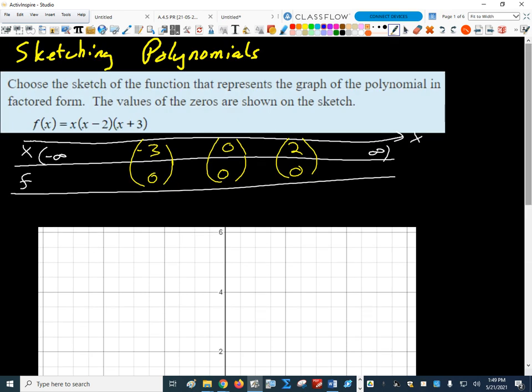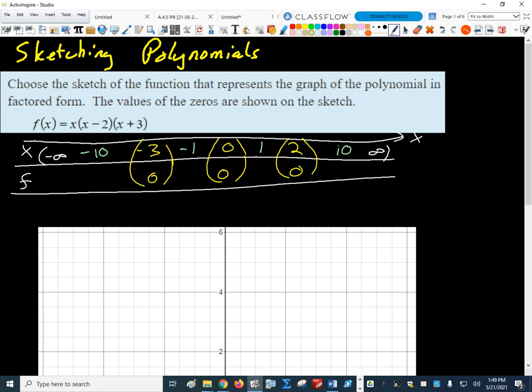If I want to know what's going on around those zeros, I don't even really have to know any of the tricks I just showed you. All I have to do is pick some test values. Let's pick some test values surrounding those x-intercepts, like negative 10, how about negative 1, positive 1, and positive 10. I don't need to know the value of the function, I just need to know the sign of the function at each of those test values. It's easy to do because I've got the function in factored form up here.